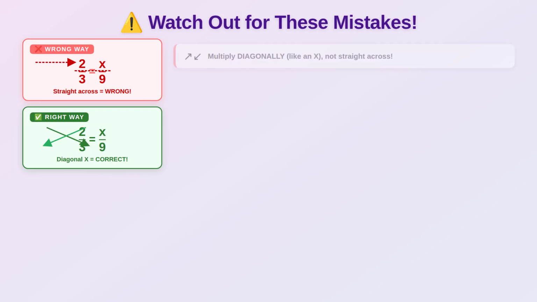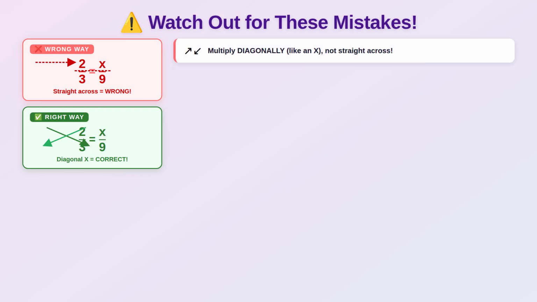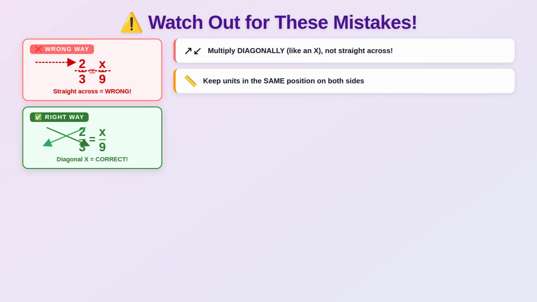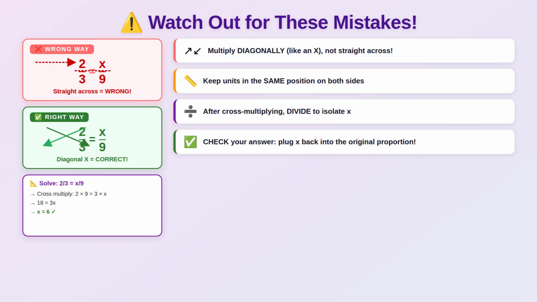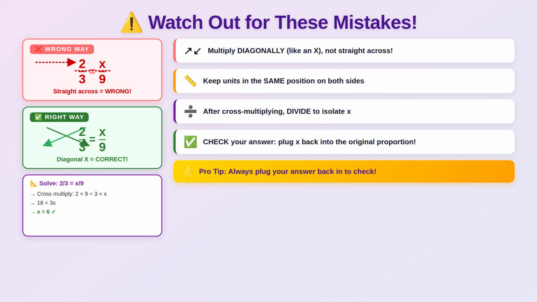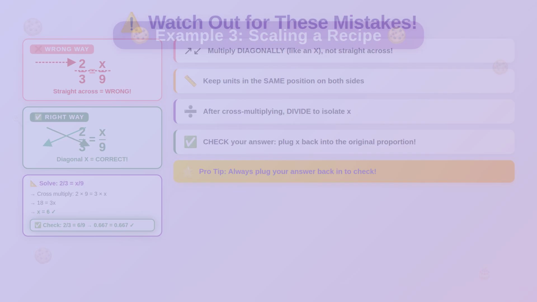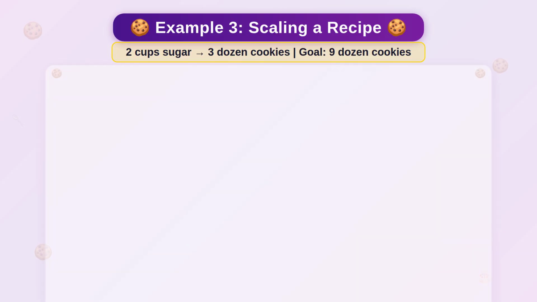Perfect match. Even Maya made a mistake her first time. She accidentally multiplied straight across instead of diagonally. Watch out for that. The arrows go diagonally, like an X. Also, make sure your units stay in the same spots on both sides. Miles on top stays miles on top. After you cross multiply, you always need to divide to get x by itself. And here's a pro tip Maya learned. Always check your answer by plugging it back into the original proportion. 2 over 3 equals 6 over 9. And yes, they're equal. Great job checking.